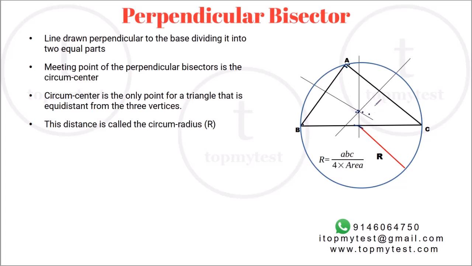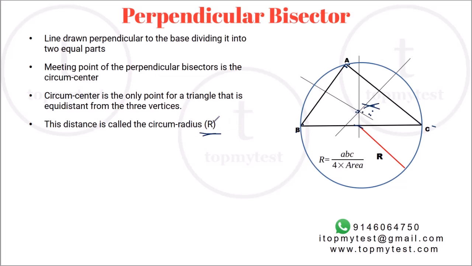So if I say this is x, right, the distance AX will be same as the distance BX, which will be same as the distance CX. Right? This distance is called the circumradius, usually denoted with capital R.